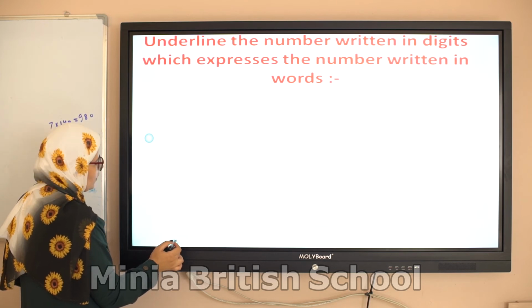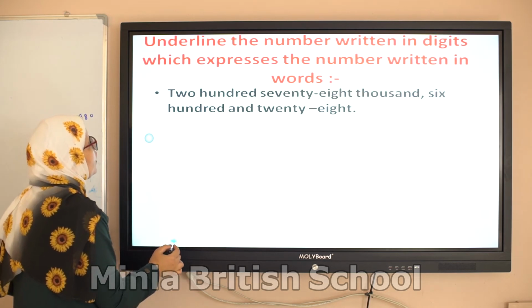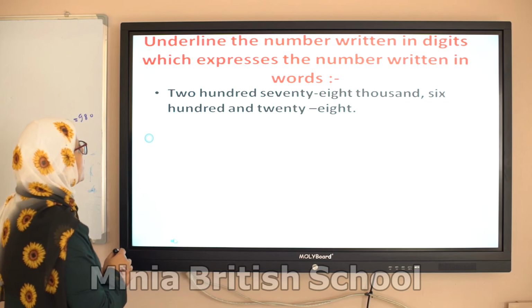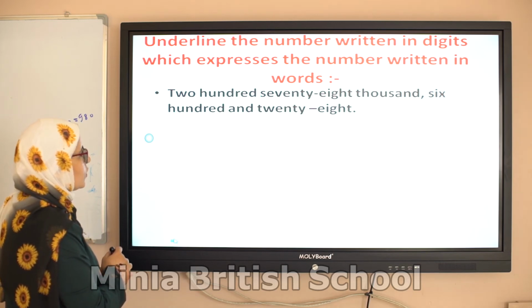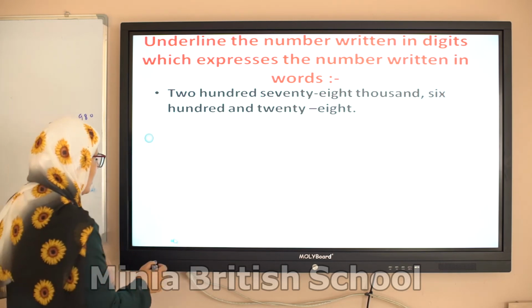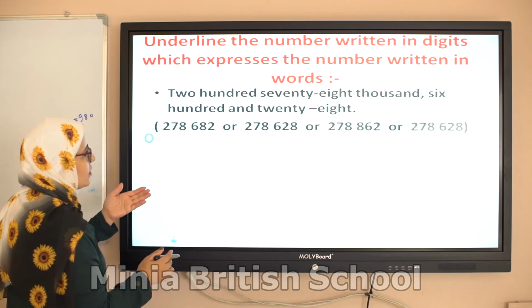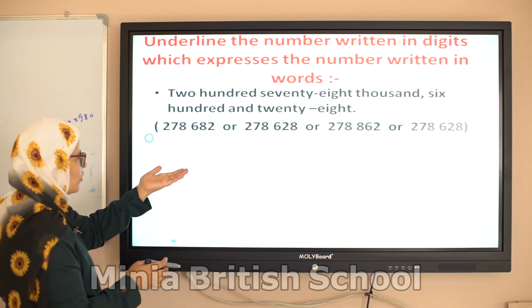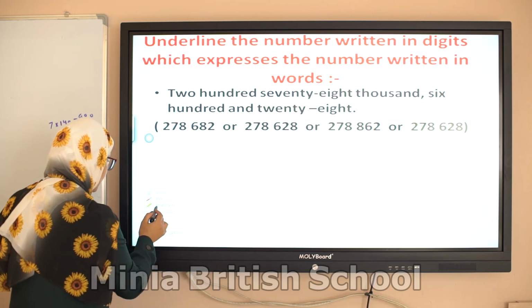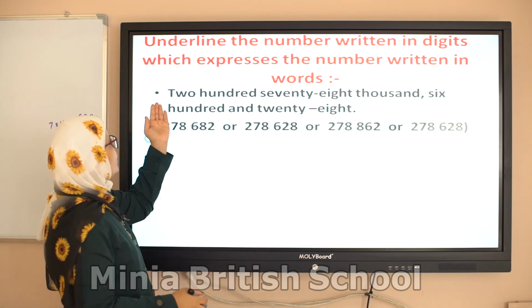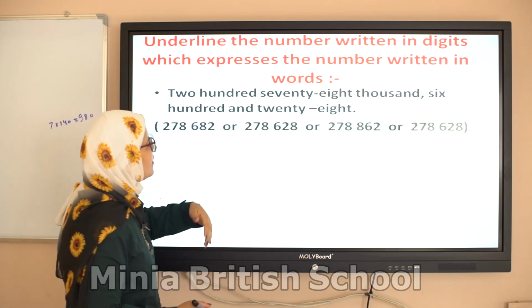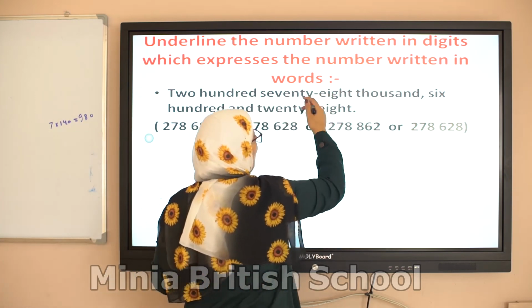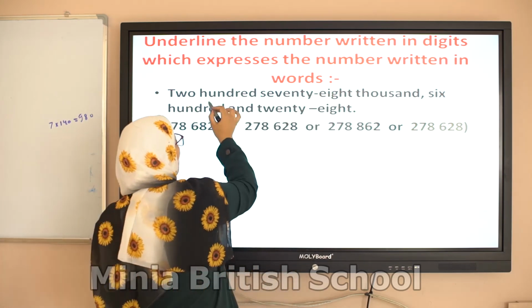Here we have another type of question. Underline the number written in digits, which expresses the number written in words. So here we have the word form, and I will choose the standard form or the digit form. Let's see the first one. Here we have 278,000. So I will write as I read, as I write.